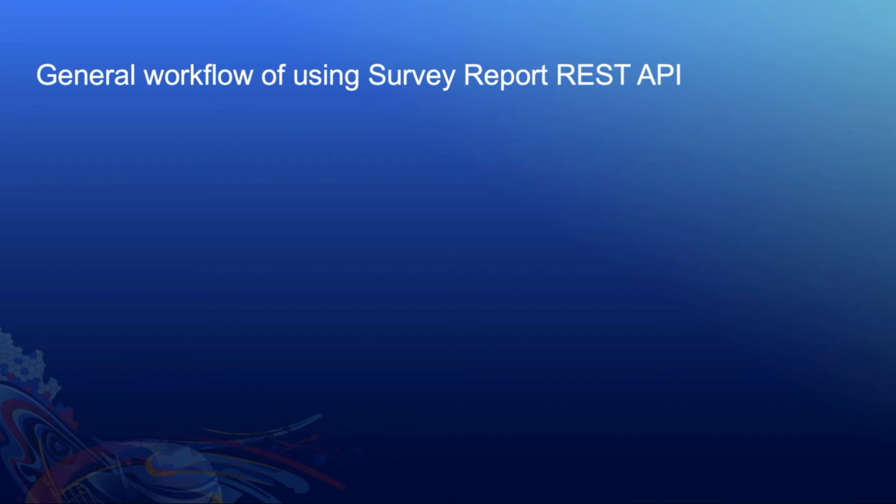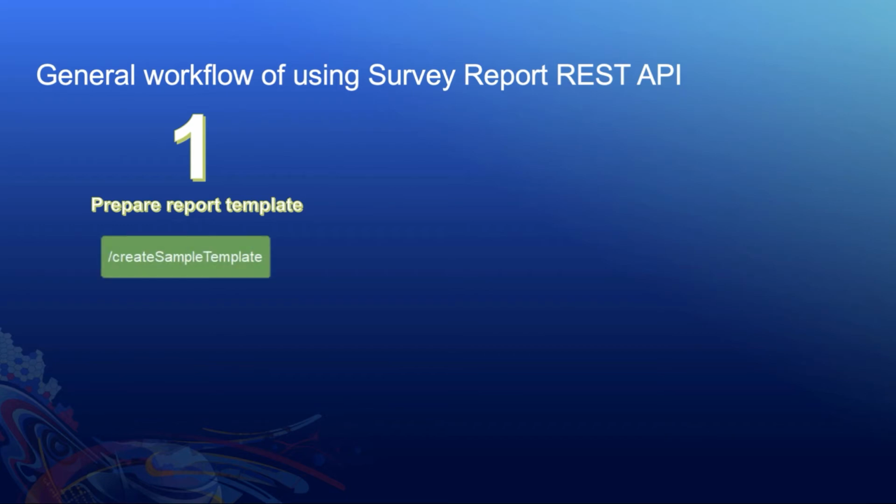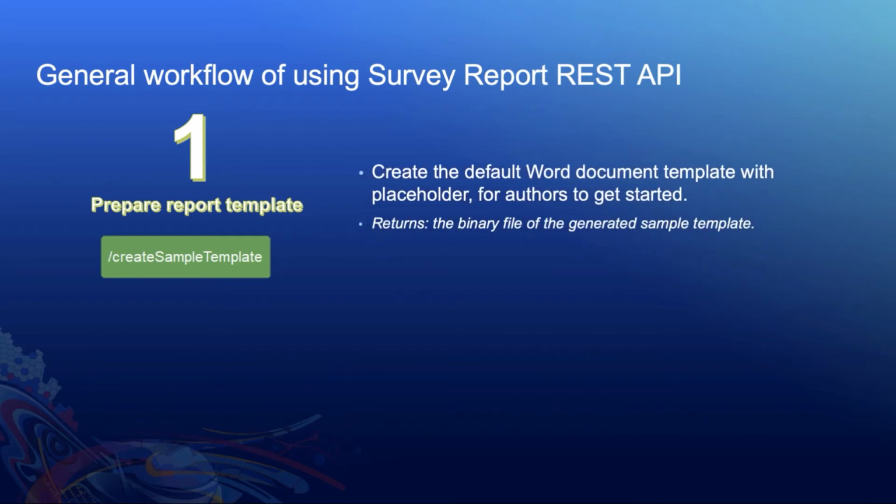The most common workflow to generate a report from the very beginning is like this. The first step is to prepare a report template. Firstly, you can get a sample template using the create sample template endpoint. It will return the binary file of the generated sample template with field placeholders in it.